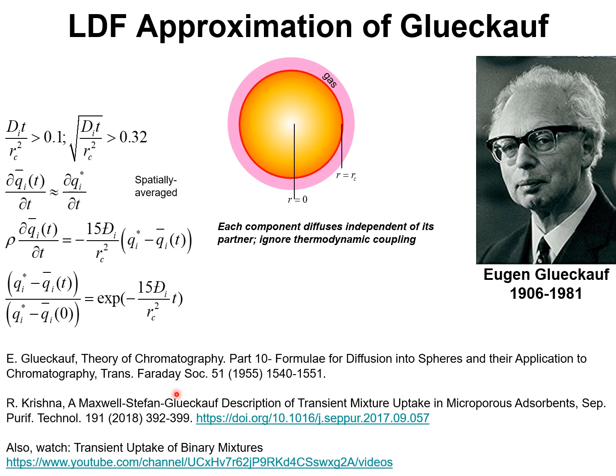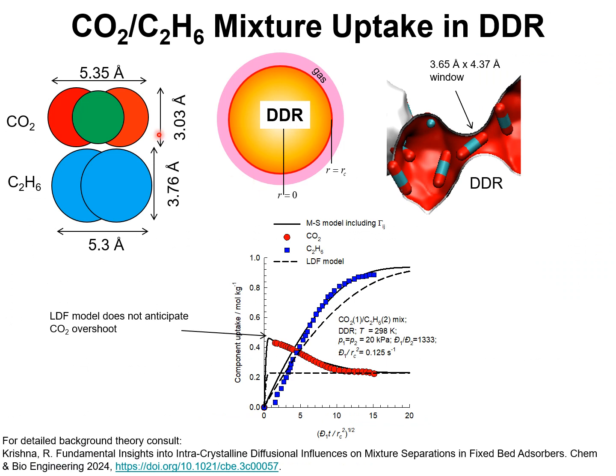So the question I ask here is, is this Glueckauf approximation good enough for kinetic separations? Let's first examine experimental data on transient uptake of carbon dioxide and ethane within DDR zeolite that consists of cages separated by narrow windows that are approximately 4 angstrom in size.